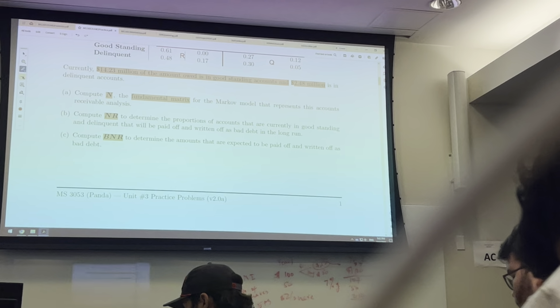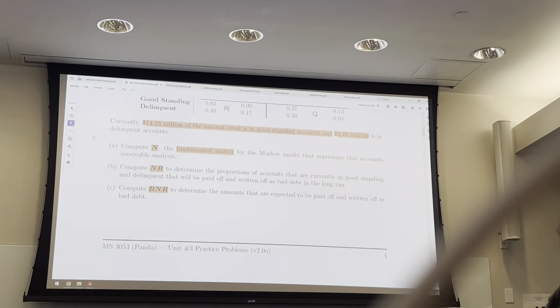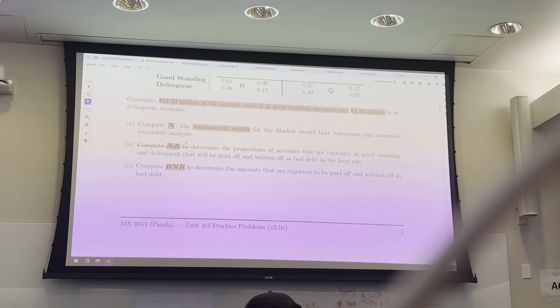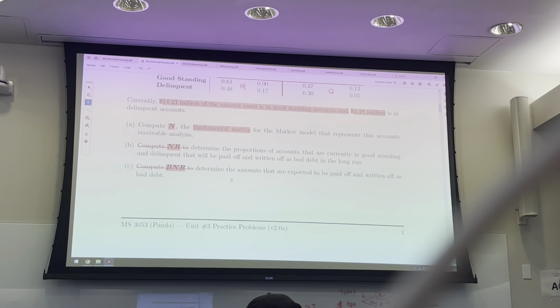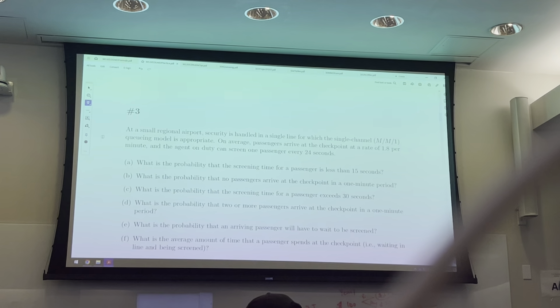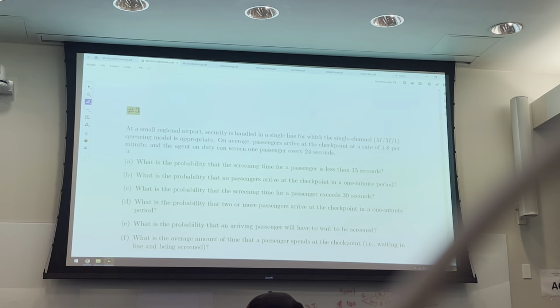And of course, remember when I said that, when I give you the question, it might not say compute NR to determine the proportion. It might just say determine the proportions. I might make the object of that prepositional phrase the subject of the sentence. All right. 3 is a queuing model.